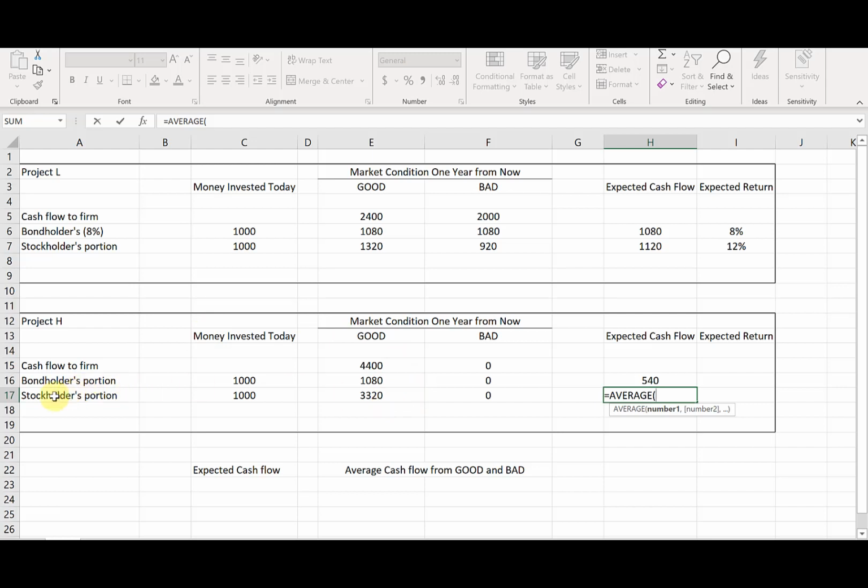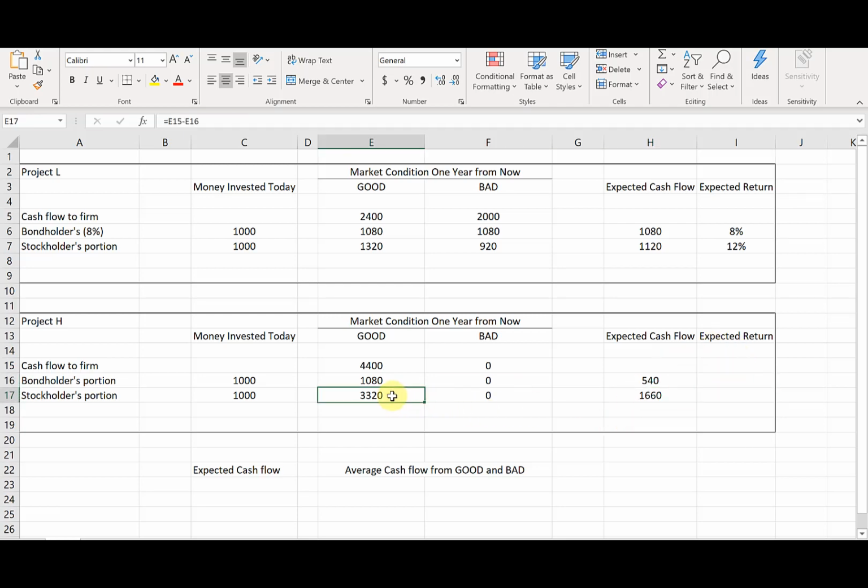Now let's calculate the expected cash flow for stockholders. If scenario is good, they get 3,320. If scenario is bad, they receive 0. So they are looking at an average expected cash flow of 1,660. It's higher because if the scenario is good, they make much more. So even with a case where they would receive 0, the average is still pretty high.